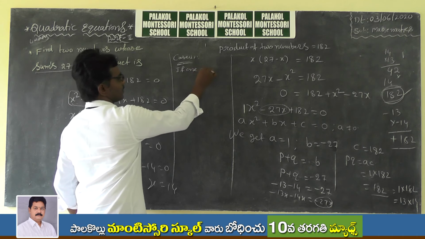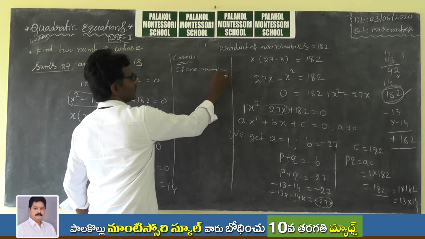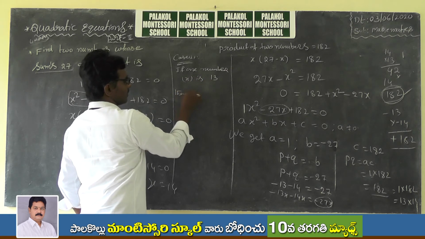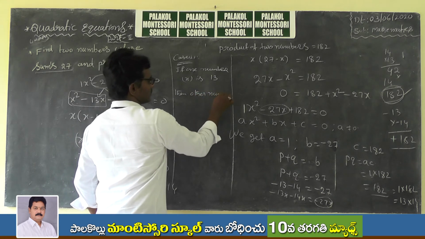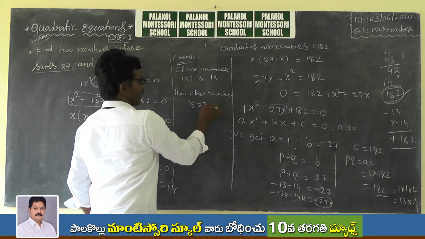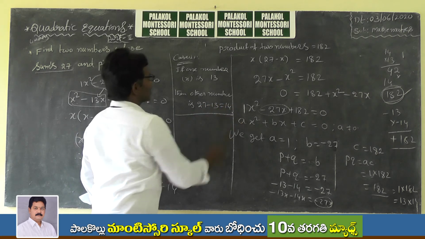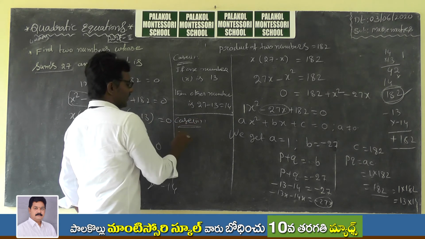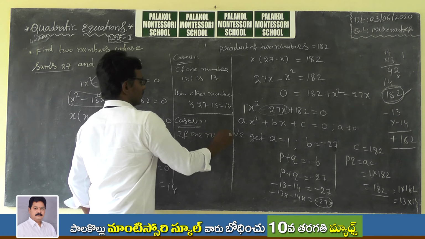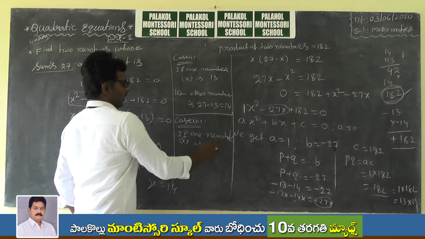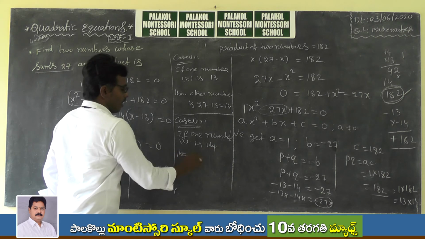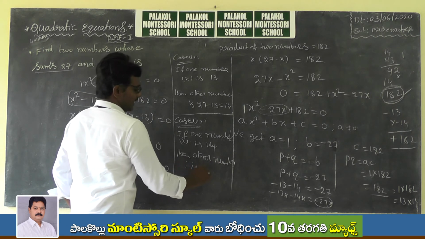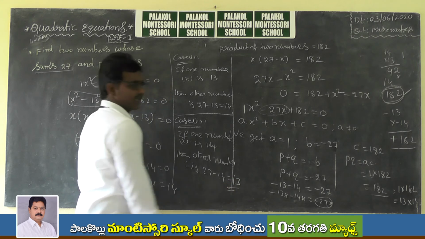Case 1: if one number x is 13, then the other number is 27 minus 13, which is equal to 14. Case 1 is completed. Case 2: if one number x is 14, then the other number is 27 minus 14, which is equal to 13.